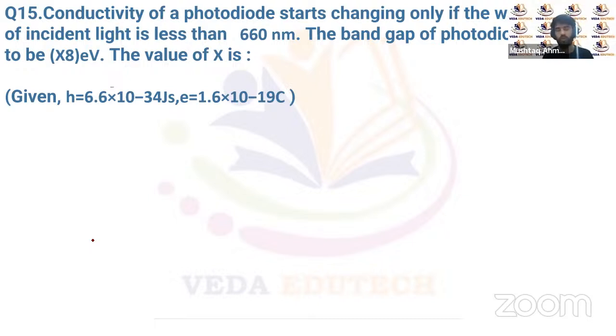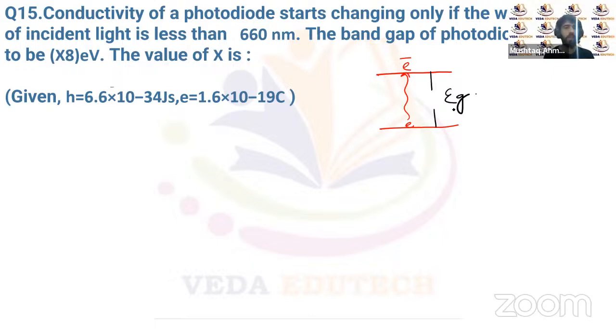So in order to have some conductivity, the electron must jump from the valence band to the conduction band, so that conduction takes place. The energy gap between the two bands, the valence band and the conduction band, is what we call the band gap.